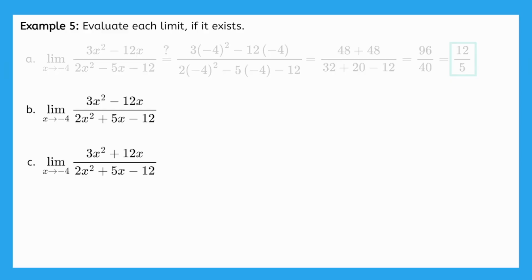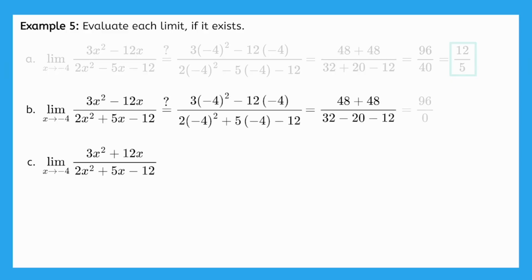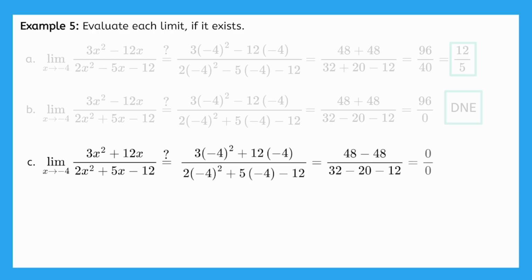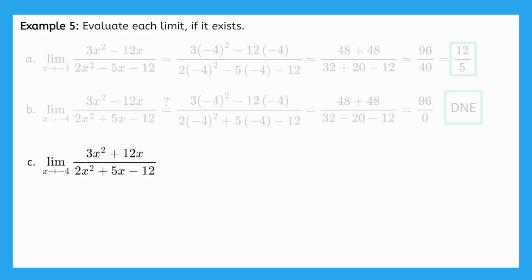For limit b, substituting in -4 yields 96 over 0. Since we got a non-zero constant over 0, there must be a vertical asymptote at x equals -4, and the limit does not exist. Finally, for limit c, substituting in -4 yields the indeterminate form 0 over 0. So in this case, we should attempt some algebraic manipulation. On your own, see whether you can evaluate the limit by first factoring and canceling out any common factors. Pause the video now.